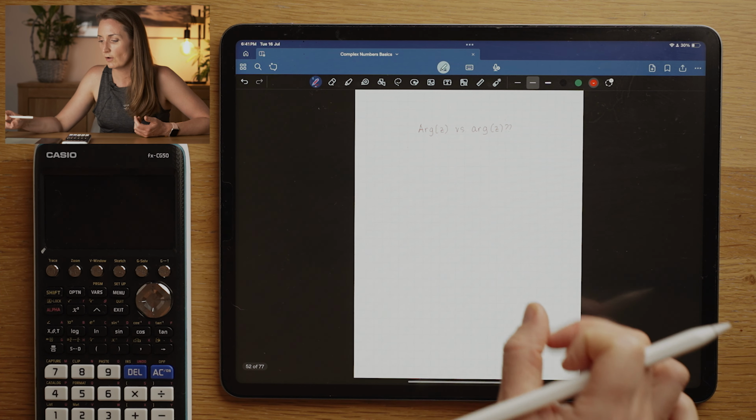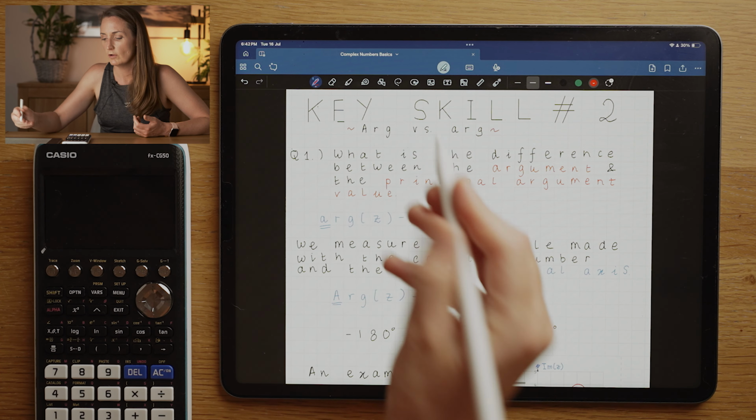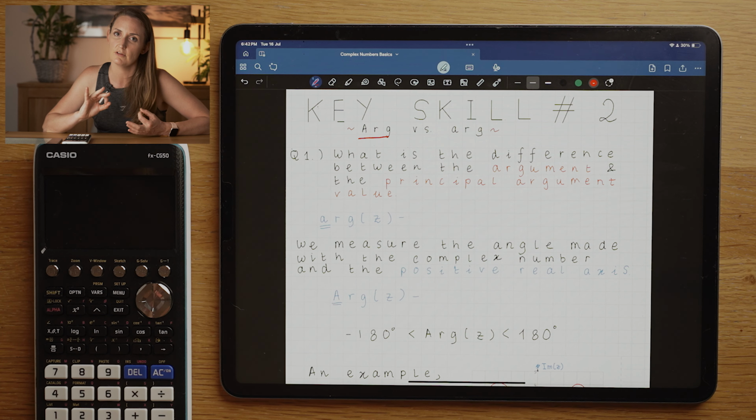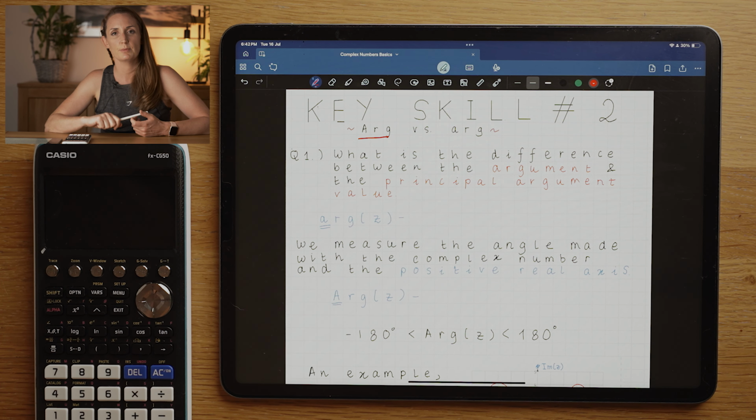In the next video, we're going to go into what's the difference between argument and principal argument form. There's a little technical definition that I'm going to explain to you guys.